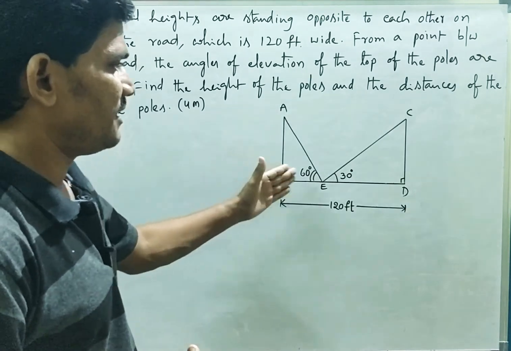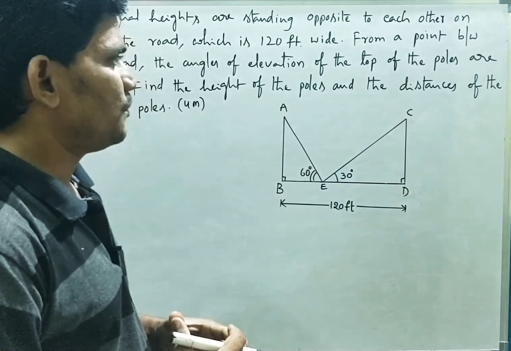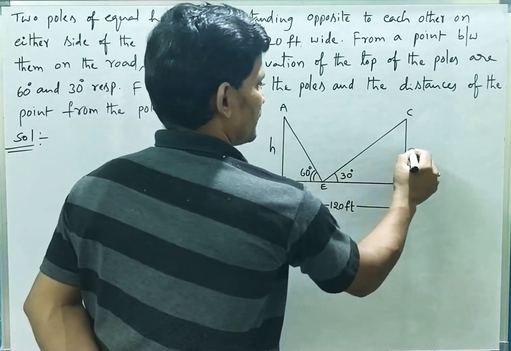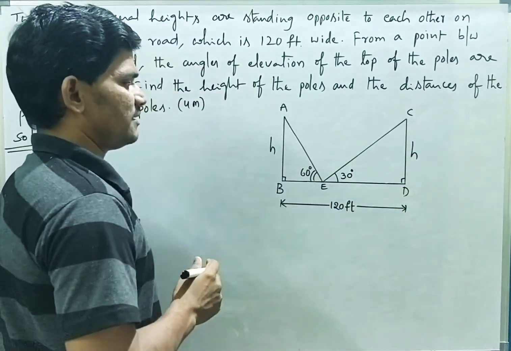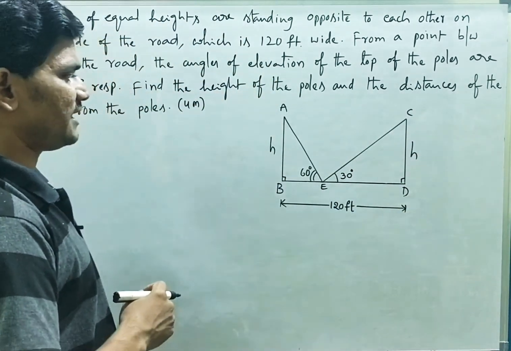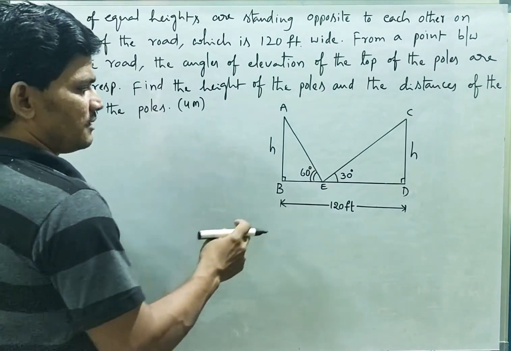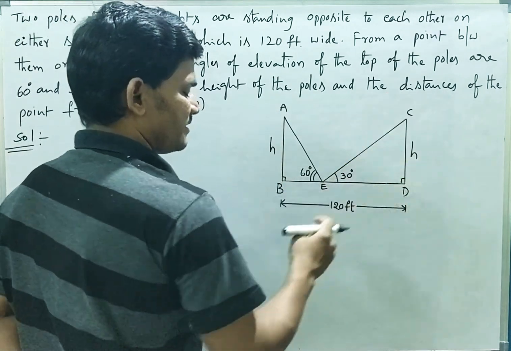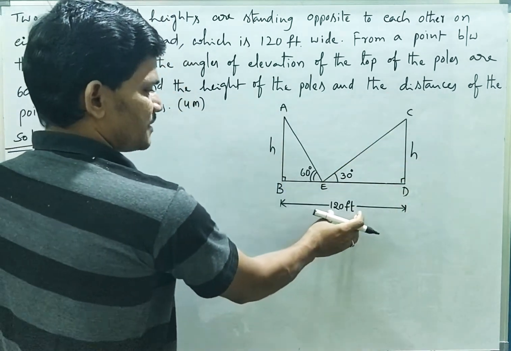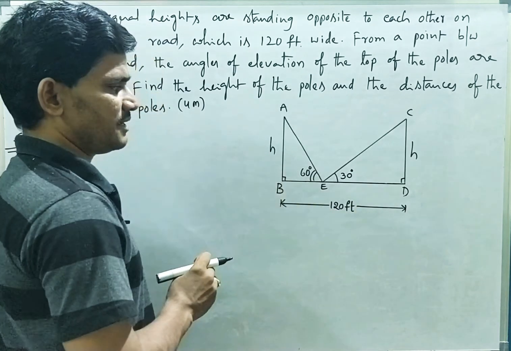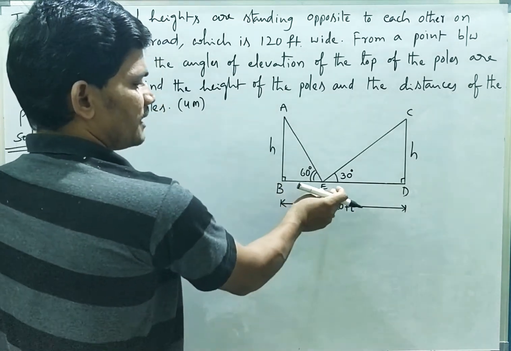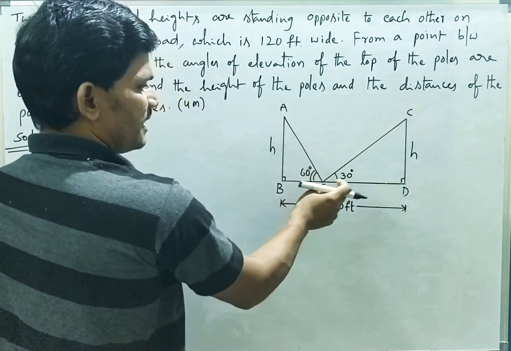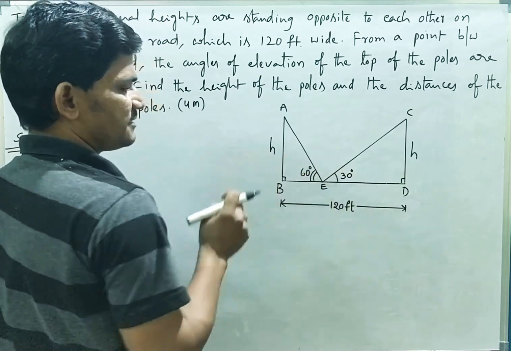Here AB and CD are two poles of equal height. As we don't know the height, let the height of the poles be some h feet. And next, BD is the width of the road, because the poles are standing on either side of the road, and the width of the road is 120 feet. And E is a point on the road from which the tops of the poles are making angles of elevation 30 degrees and 60 degrees.